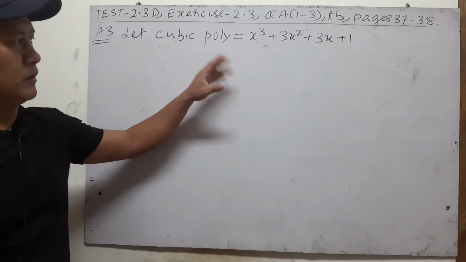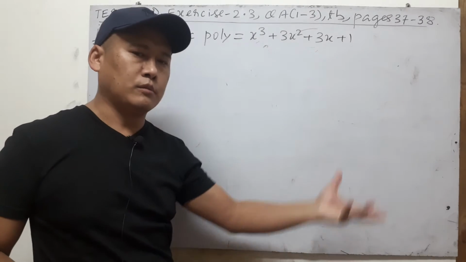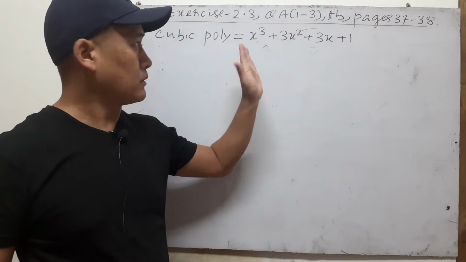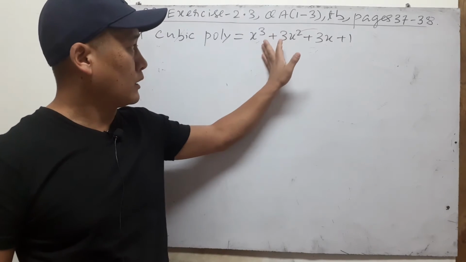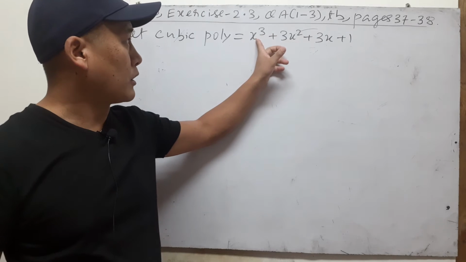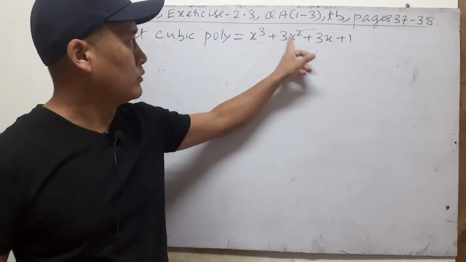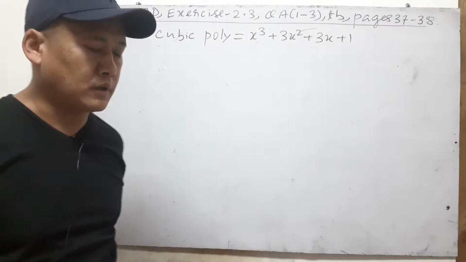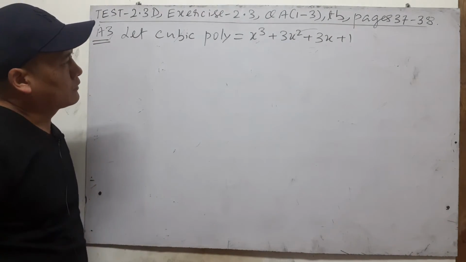A polynomial of degree 3 is called a cubic polynomial, meaning the highest power of the variable, normally x, is 3, not higher than 3, not lower than 3. The highest power of x among all this is x to the power 1, 2 and 3. So this whole thing is a cubic polynomial because the highest power of x is 3.